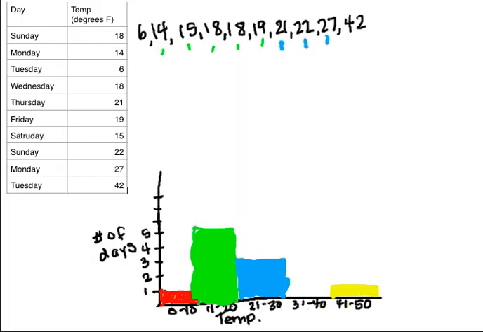Okay, so this is just another visual way to see where your data falls. So you can clearly see that the majority of our days fell between 11 and 20 degrees. There were no days between 31 and 40, and you can kind of just gauge it visually very easily by looking at your bar graph.